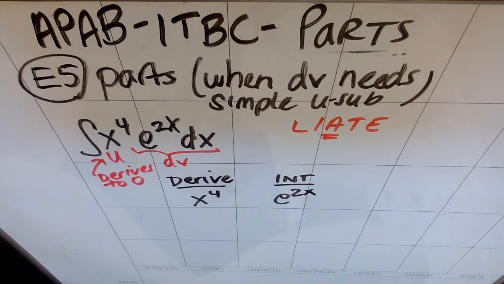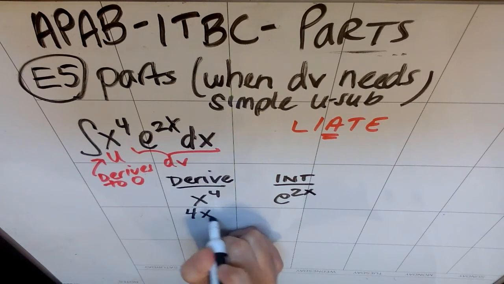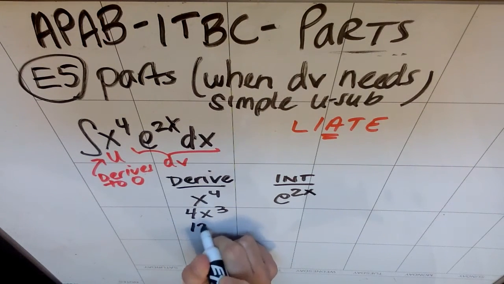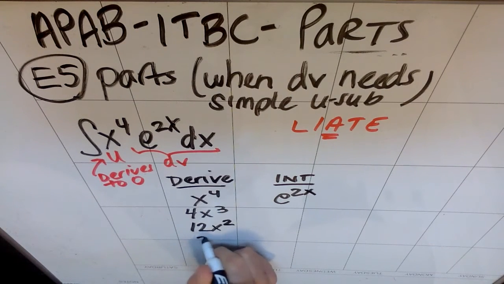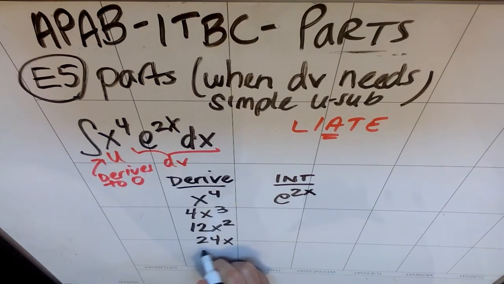Okay, so let's do the derivative first, right? So derivative of x to the 4th is going to be 4x cubed. Derivative of 4x cubed is going to be 12x squared. Derivative of 12x squared is going to be 24x. Derivative of 24x is 24. And then finally 0, right? And that's where I stop. I go down until I hit 0.